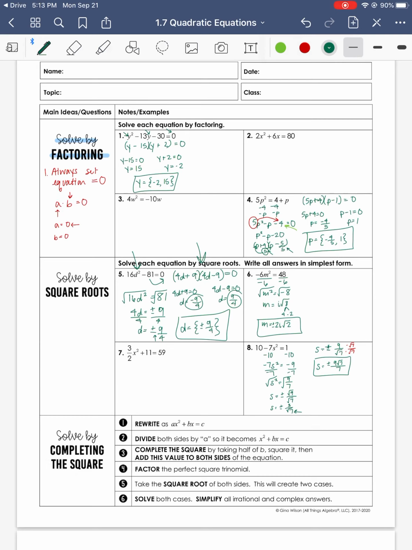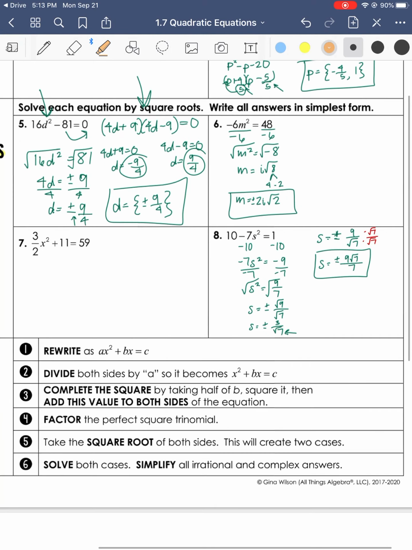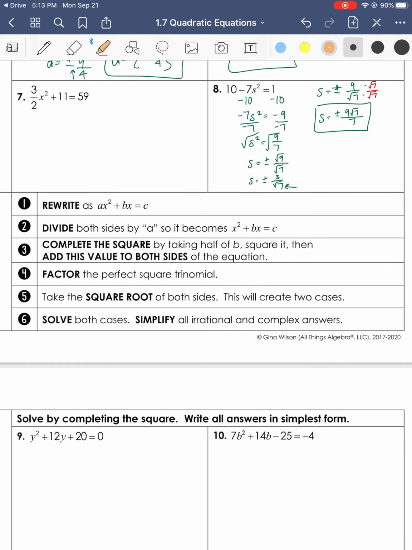Okay, so we've done solve by factoring, we've done solve by taking the square roots. Let's look at solve by completing the square. And here we get a little reminder on how to do these. So we're going to rewrite as ax squared plus bx plus c. Okay, this is a standard form.